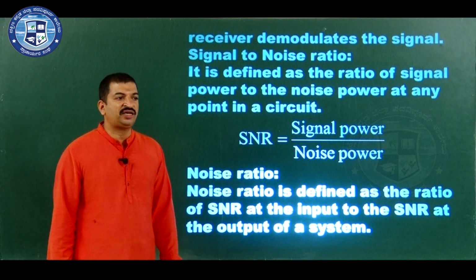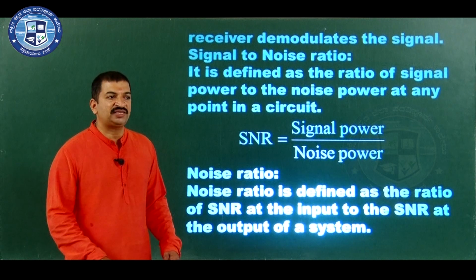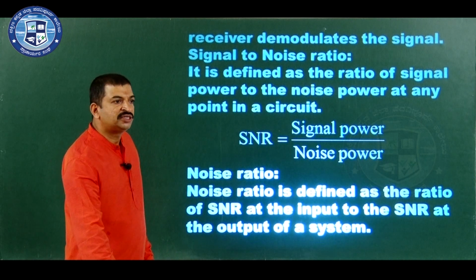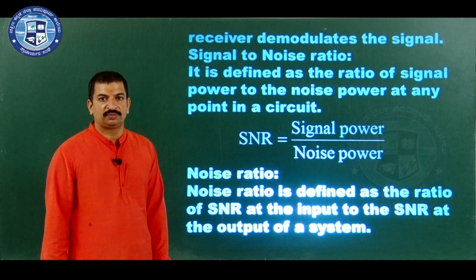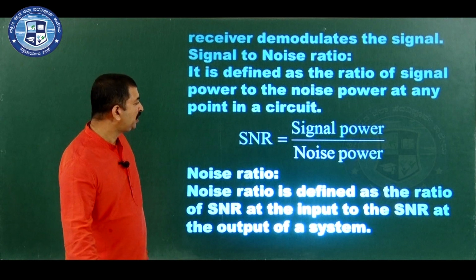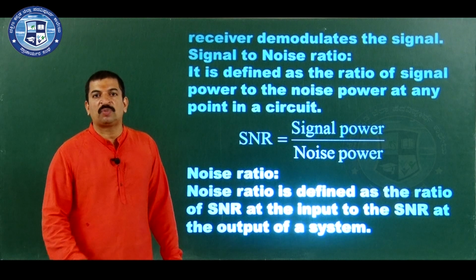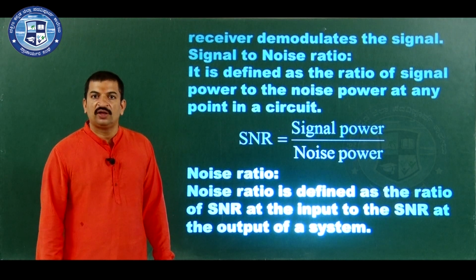Now, what is signal to noise ratio? The signal to noise ratio is defined as the ratio of signal power to the noise power at the same point. So, signal power divided by noise power at the same point is called the signal to noise ratio.